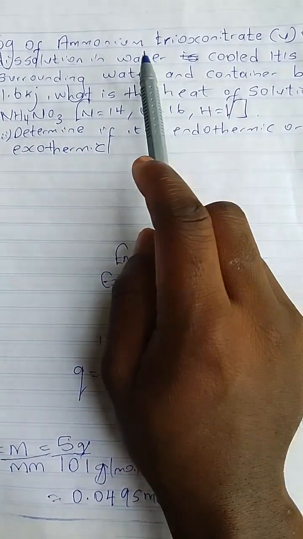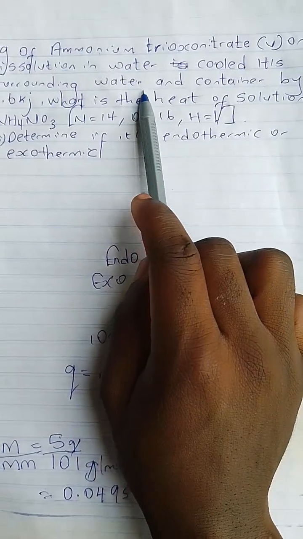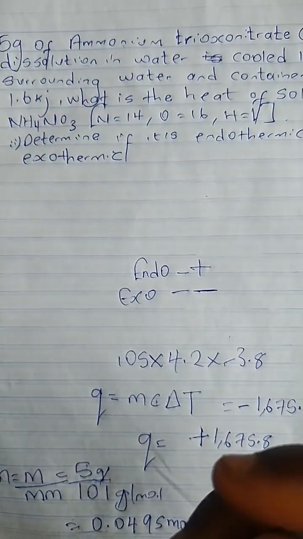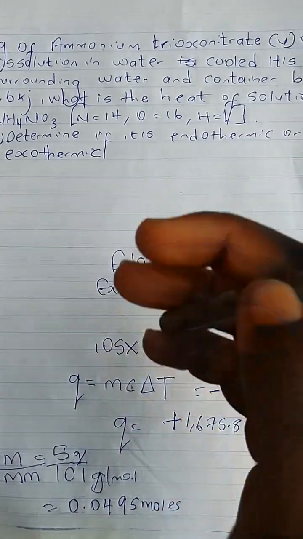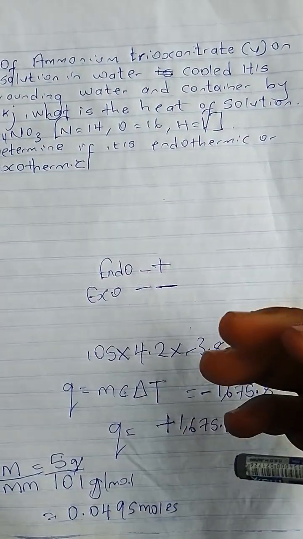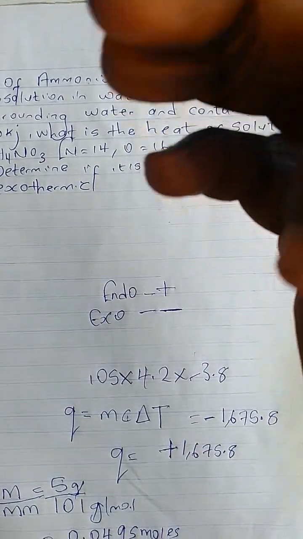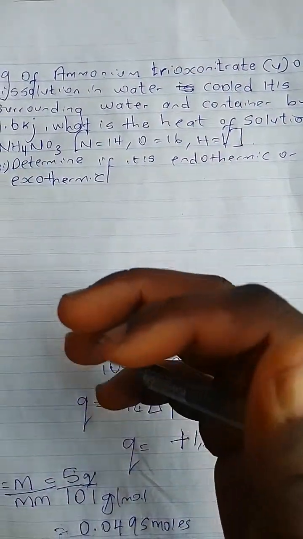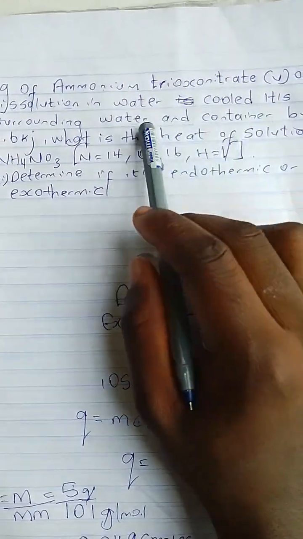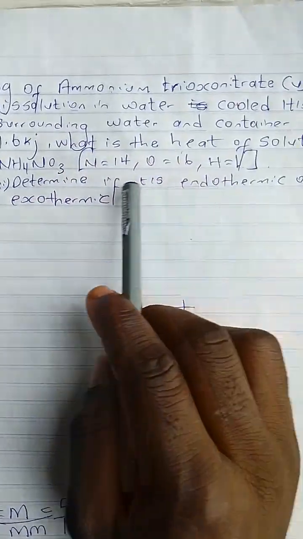And remember, to know if it's endothermic or exothermic in relation to number 2, it says cooled its surrounding water. Now for something to cool its surrounding water, it means that it has already absorbed heat. Heat has been absorbed, making the environment cooled, a decrease in temperature. So for the water to be cooled, it means what? It is endothermic. So this reaction is endothermic. I've been able to answer number 2.